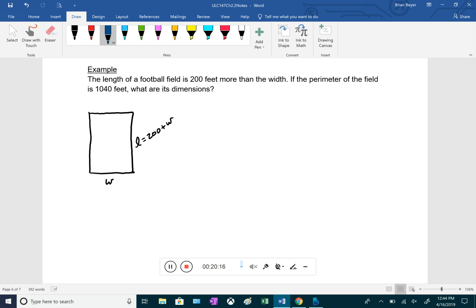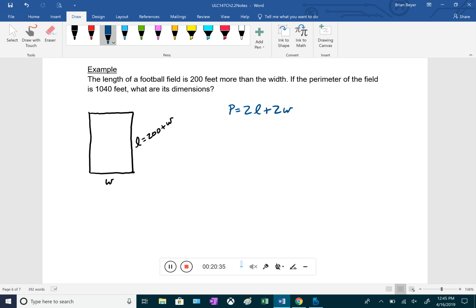Okay, so setting up an equation here, we need the perimeter of a rectangle. The perimeter of a rectangle is perimeter equals 2L plus 2W. That's just the outside added all together, so it'd be W plus L plus W plus L. So P equals 2L plus 2W.